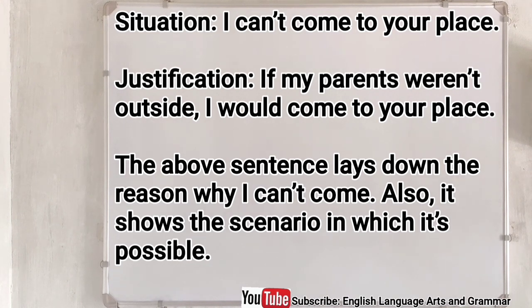Situation: I can't come to your place. If my parents weren't outside, I would come to your place. The sentence lays down the reason why I can't come. Also, it shows the scenario in which it's possible.